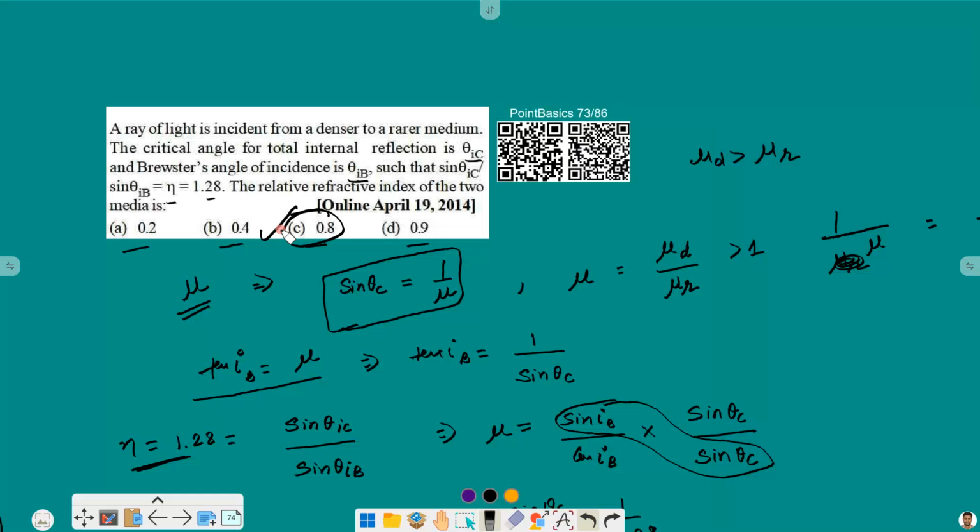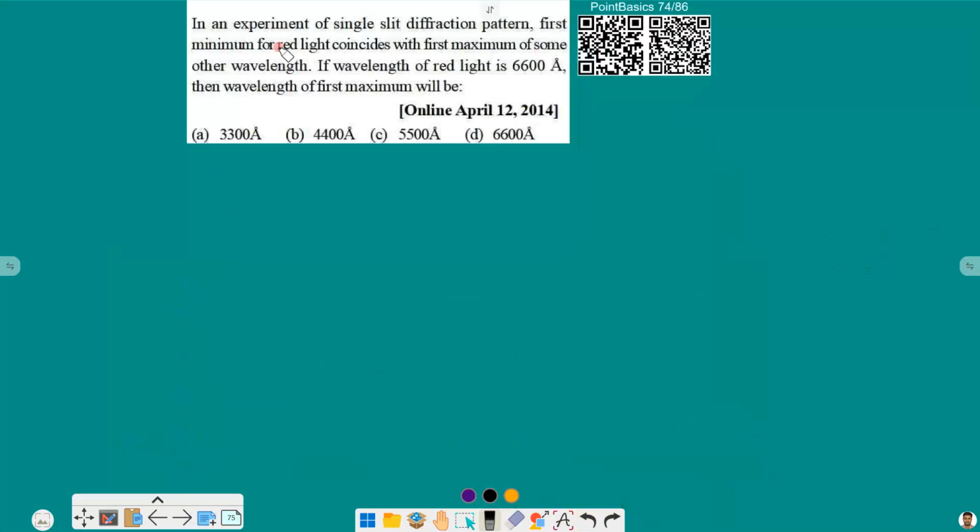Now let us move to the next one. In the experiment of single slit diffraction pattern, first minima of the red light coincide with the first maxima of some other wavelength. If wavelength of the red light is 6600 angstrom, the wavelength of the first maxima will be.